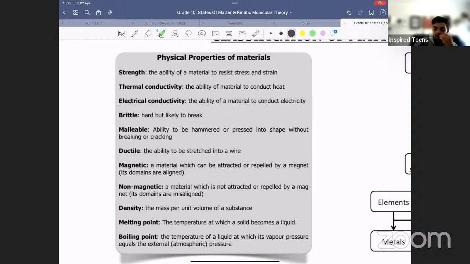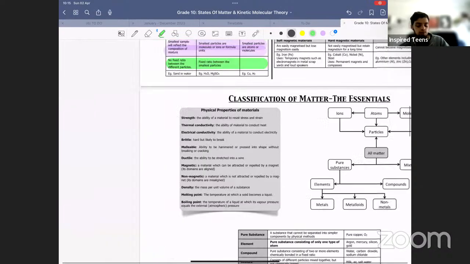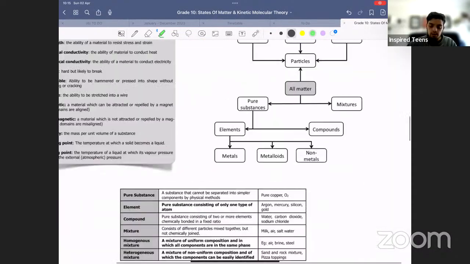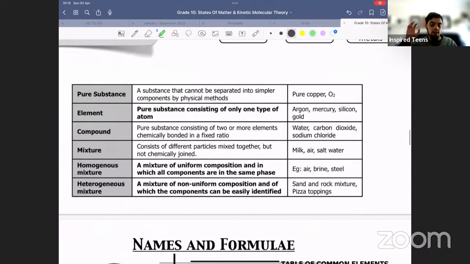Melting point, the temperature at which solid and liquid are in equilibrium. Boiling point, the temperature of a liquid at which its vapor pressure equals the external atmospheric pressure. Okay, so those are important. Key diagram, cool. Let's look at these.